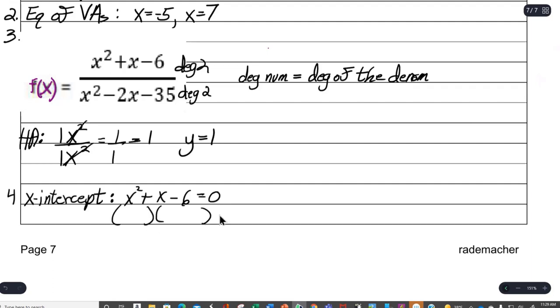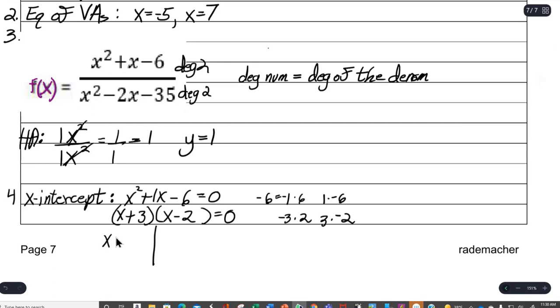Let's factor. 6 equals 1 times 6, and 3 times 2. So negative 6 equals negative 1 times positive 6, negative 3 times positive 2, positive 1 times negative 6, positive 3 times negative 2, and look. 3 plus negative 2 is positive 1, so we're going to have x plus 3 times x minus 2 equals 0.